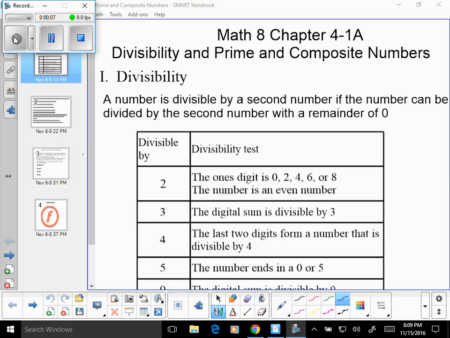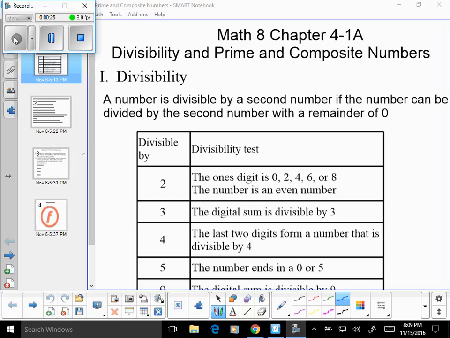Chapter 4, 1A. Now, you are going to find that throughout most of Chapter 4, many of these lessons are things that you've done before. Some of them going all the way back to 6th grade. Today we're going to be talking about divisibility, as well as prime and composite numbers.